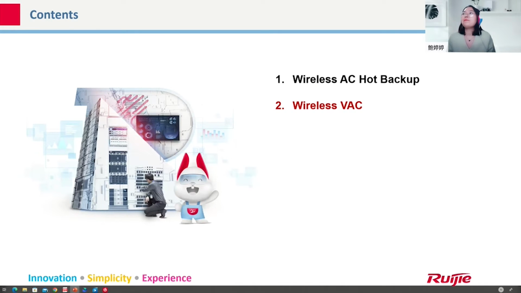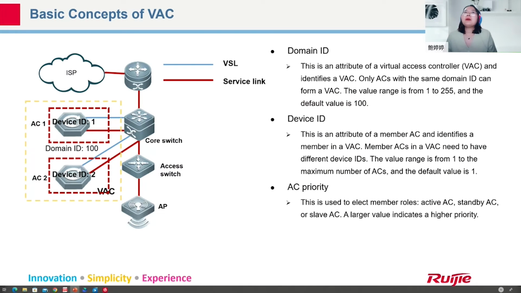And another, better solution is we can deploy the VAC in our network, like the function of the VSU. We can make multiple ACs become virtually one logical AC. So the basics of VAC are very similar to the VSU. We also have to give the domain ID. If all the devices are in the same VAC, the domain ID should be the same. Like the left one, we use domain ID 100 to indicate one VAC. The range is from 1 to 255. The default value is 100.